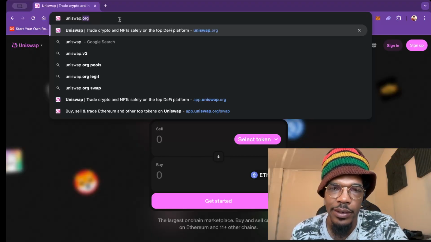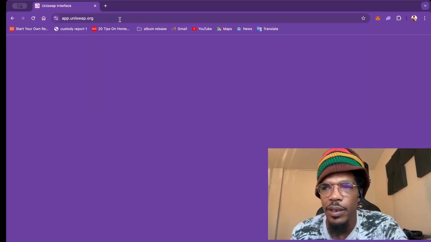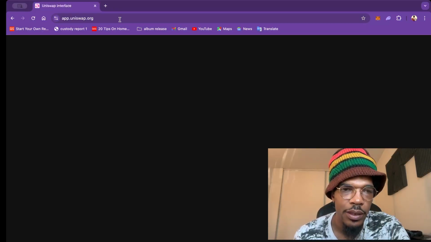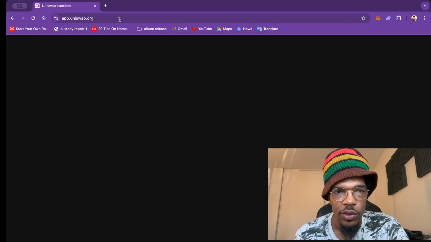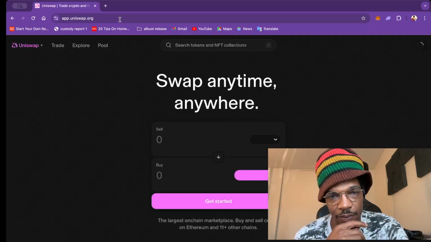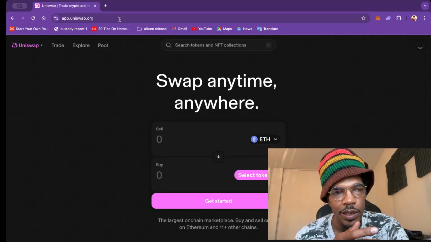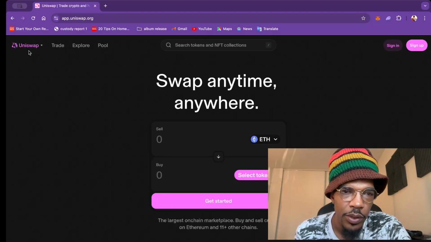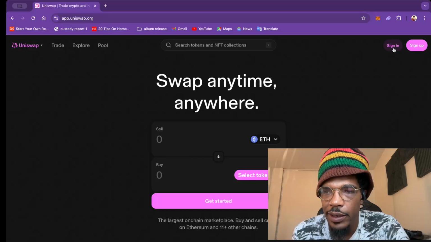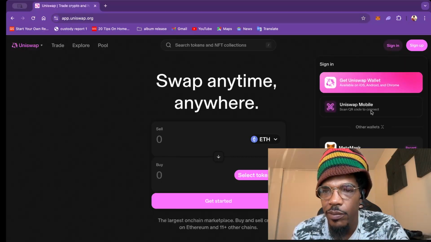I don't know why my Chrome is moving slow, but Safari they don't support the extension for MetaMask. I've never really looked into that. And when you use Safari to go to Uniswap, they don't have where you can scan your wallet. They only have the wallet link. So this is where it brings you when you go to uniswap.org. This is the site, and we just want to sign in, and we want to choose MetaMask wallet.